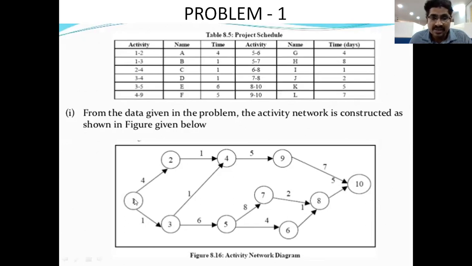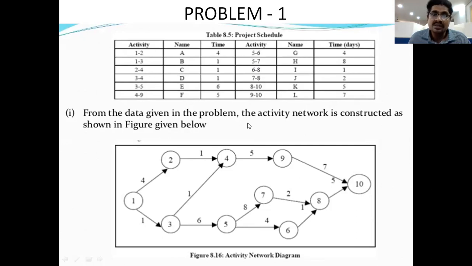of a CPM network. So it shows that pre-decided activities or future activities are planned. Suppose 1 to 2 is another activity, its name A. And 1 to 3, 2 to 4, 3 to 4, 3 to 5, 4 to 9. And again 5 to 6, 5 to 7, 6 to 8, 7 to 8, 8 to 10, 9 to 10. These are the pre-decided activities. So after completion of these activities, then only we start the project, right?